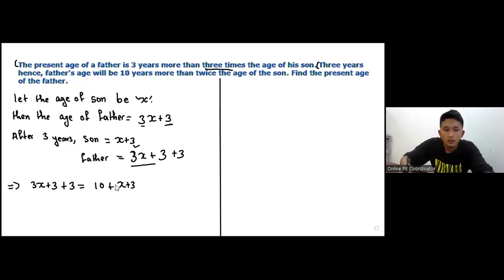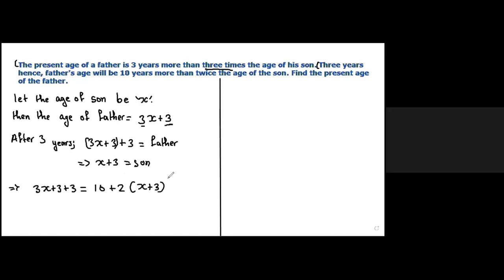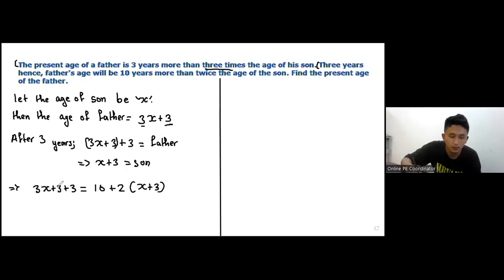Okay, 10 years more than twice the age of his son. After that, you have to solve this equation. Everyone try this: 3x plus 6 equals 10 plus 2x plus 6, from the bracket 2x plus 6.